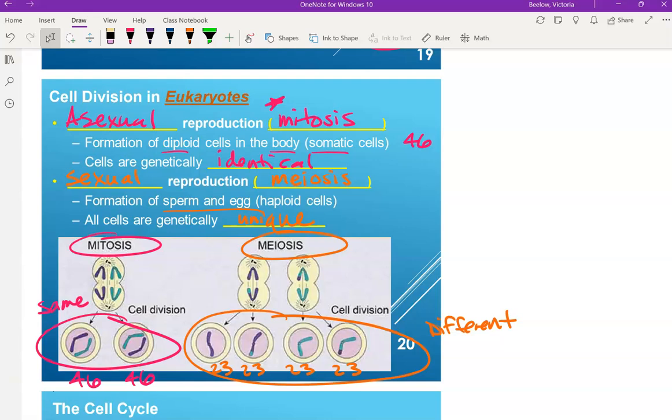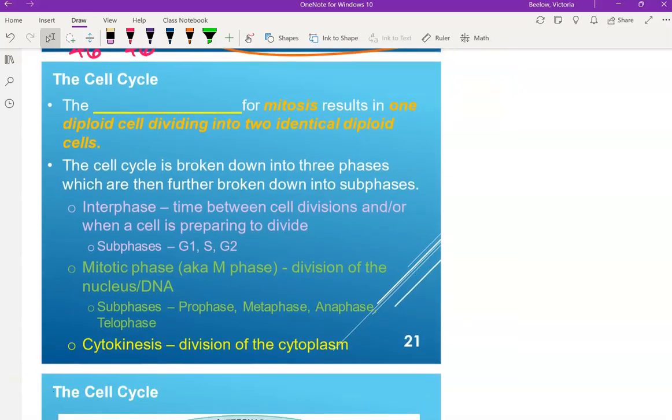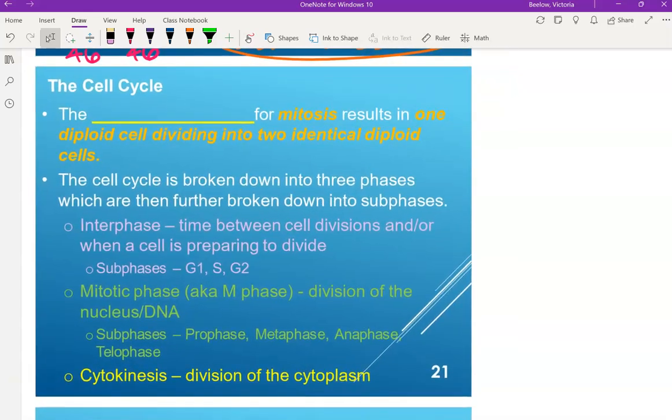And as far as both of these processes are concerned, they're similar, and then there are some differences. So we're going to talk about a lot of the things that are similar. Mitosis and meiosis are both part of the cell cycle. The cell cycle is the big picture, all of the steps that the cell has to go through in order to divide, and mitosis is just part of that.